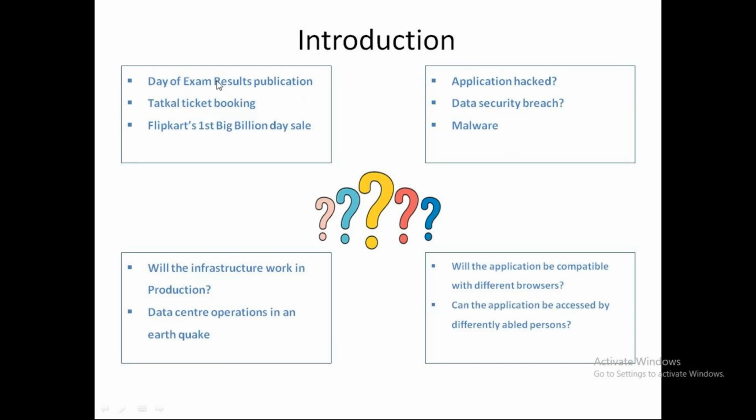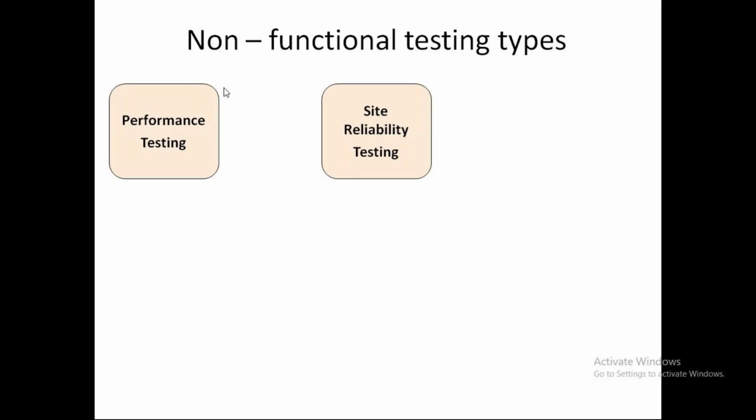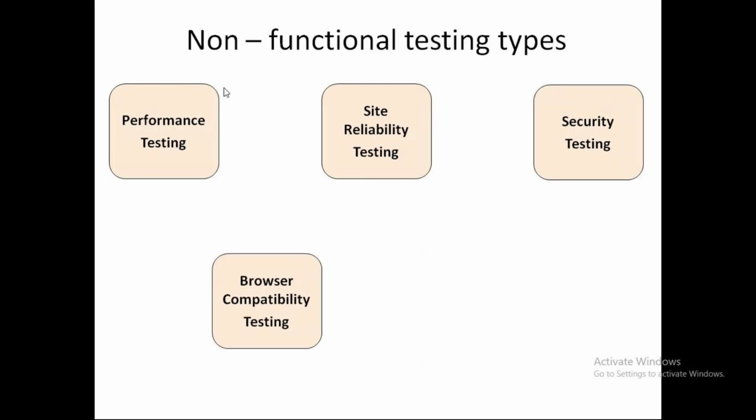For example, on the day of your exam results publication, your website might not be opening, but that does not mean that your application functionality is not working. It is working, but because of high load on the website, it is not opening. So these different types are known as non-functional testing. There are different types of non-functional testing: performance testing, site reliability testing, security testing, browser compatibility testing, and accessibility testing.